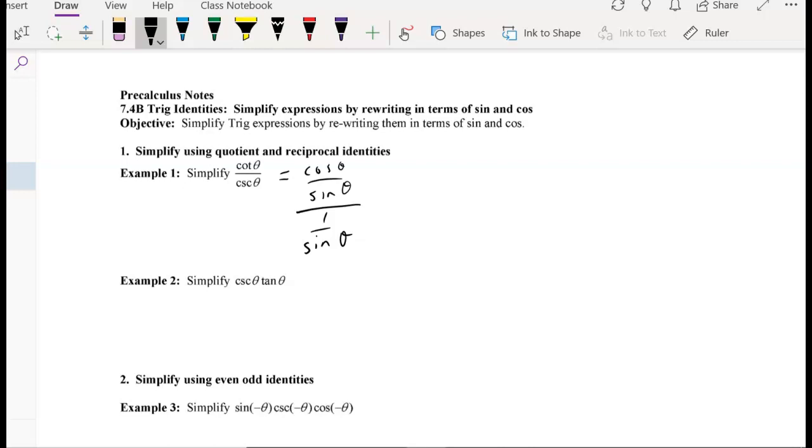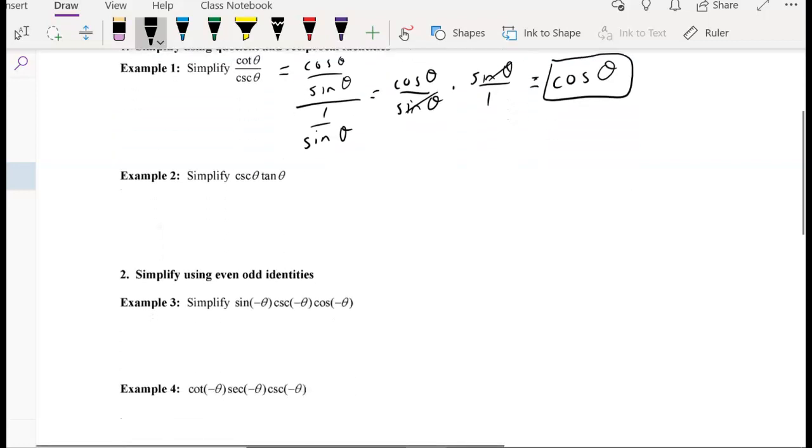Okay, and I'm just going to rewrite this, flip and multiply. So I have cosine of theta over sine of theta times the reciprocal of 1 over sine theta, which is sine theta over 1. Cancel with numerator and denominator, and we just get cosine of theta. Okay, so this is basically the process for the whole set of notes here. We're going to take something that's longer and more complicated, and we're going to see that actually this is the same as just the cosine of theta. Okay, let's look at the next example.